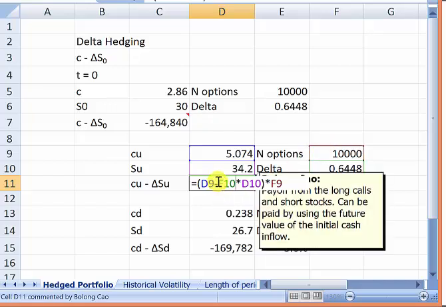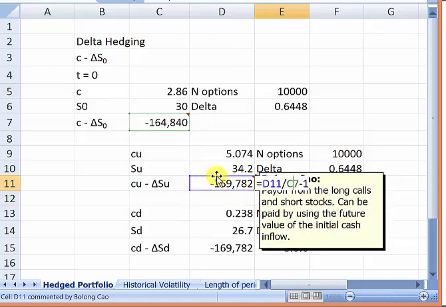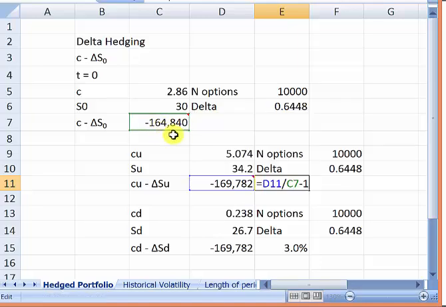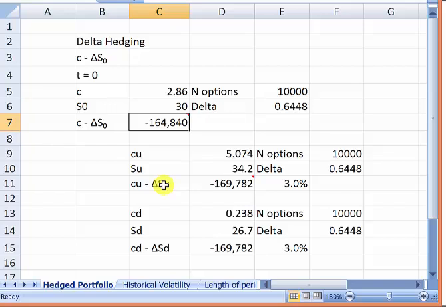So this is the net liability position. And let's see how much the liability has grown. This blue number divided by our old liability minus 1 gives you exactly 3%. Now this liability can be paid if you have deposited this cash inflow at 3%. So it's a completely hedged, risk-free position.